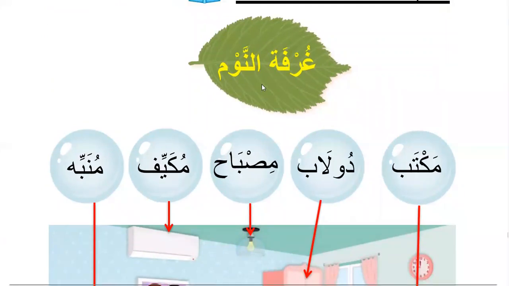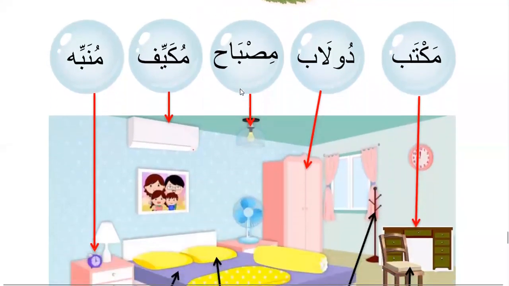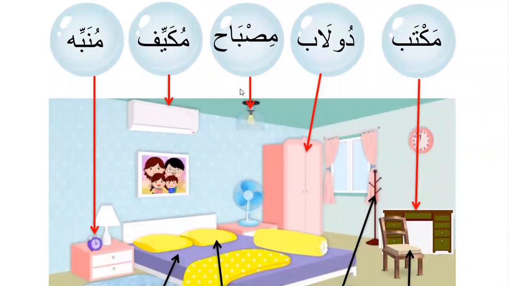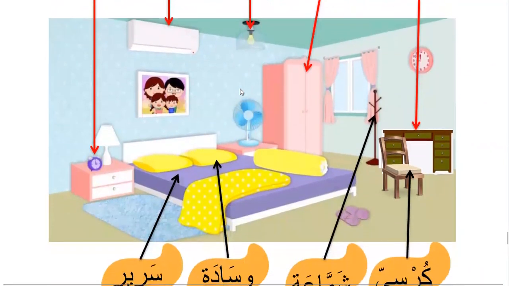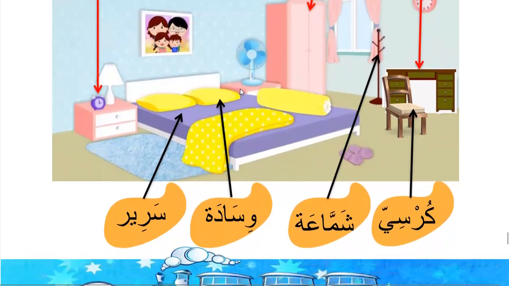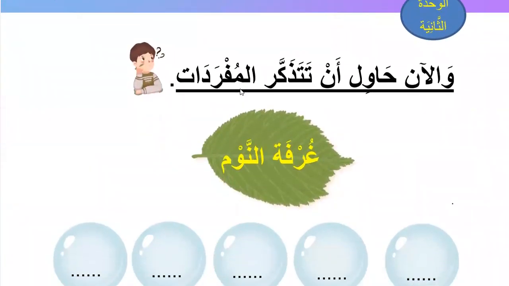Ghurfatun Naum, bedroom. Maktab, table. Dulab, cupboard. Misbah, bulb. Mukayif, AC. Munabbih, alarm clock. Kursi, chair. Shama'a, clothes stand. Wisada, pillow. Sarir, bed.